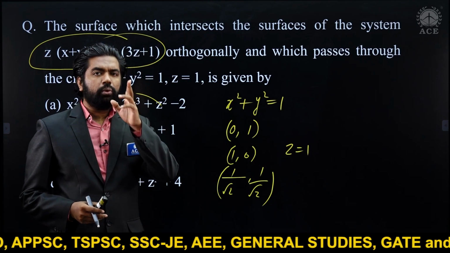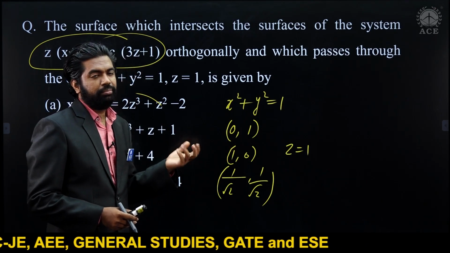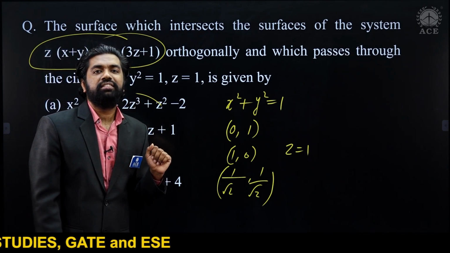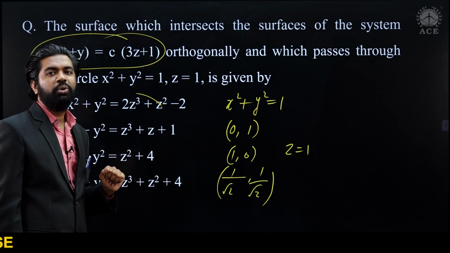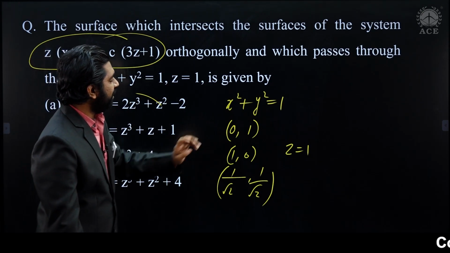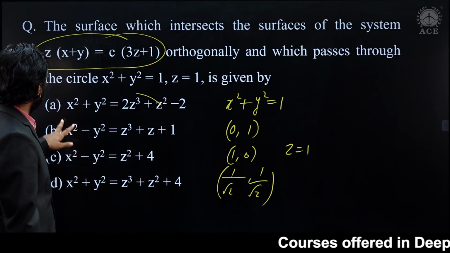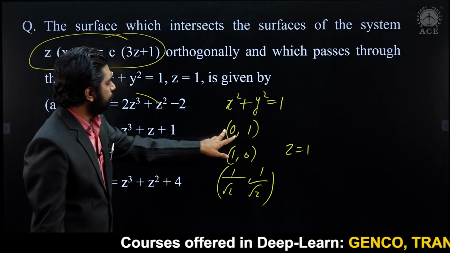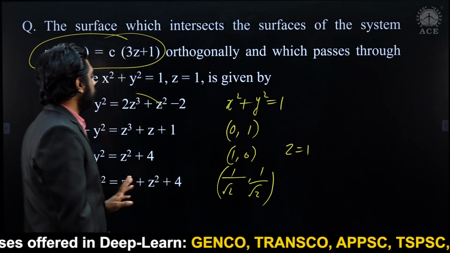The surface that you are looking for should satisfy these points. That means when I substitute these points into this, the left hand side should be equal to the right hand side, because the surface is passing through the circle and z equal to 1. So let's verify. Let me start with the first option. I'll start with 0, 1 and z equal to 1. This implies that x is 0, y is 1, and anyway z is always 1.